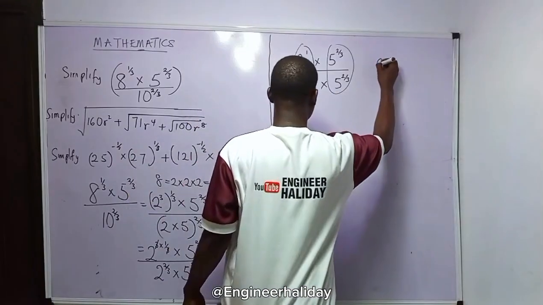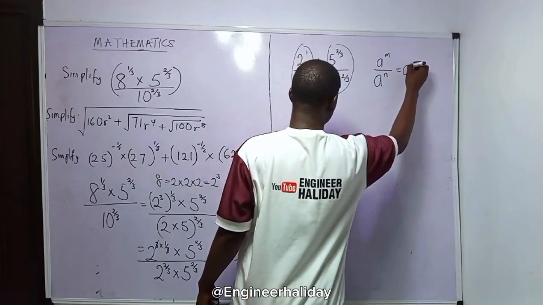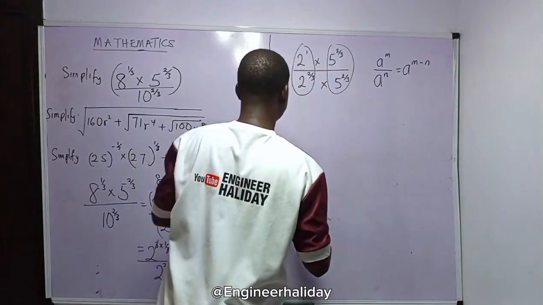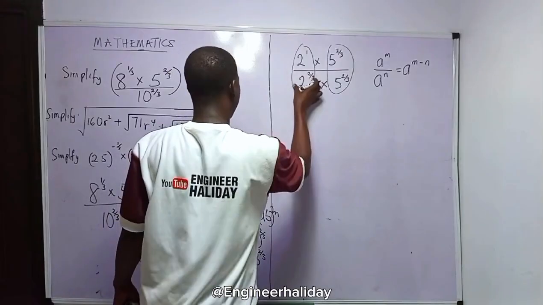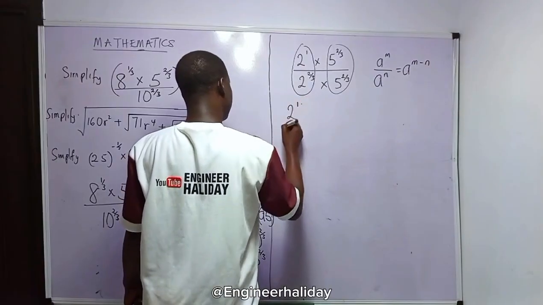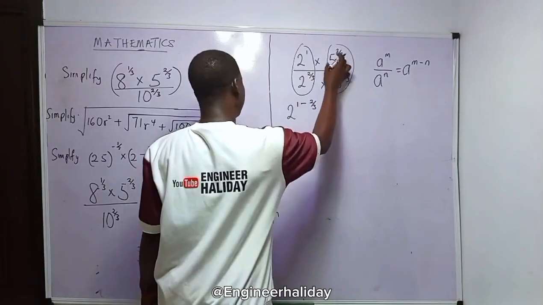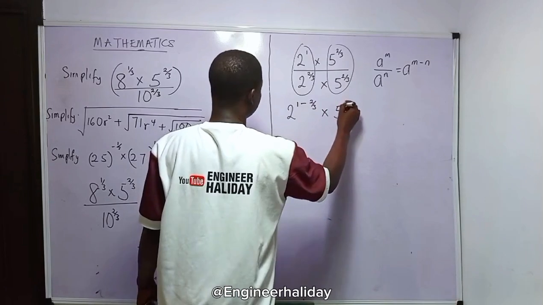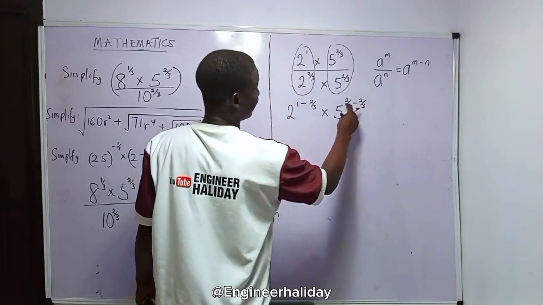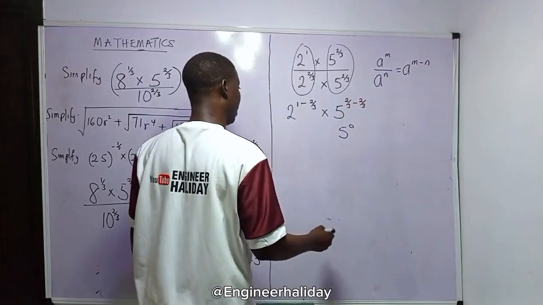By applying a raised to power n divided by a raised to power n equal to a raised to power n minus n. Excuse me. Now, what do we have? Take one base, 2 raised to 1 minus 2/3. Then take the other base, 5 raised to 2/3 minus 2/3. 2/3 minus 2/3 is 0, so 5 is raised to the power 0, because it cancels out.